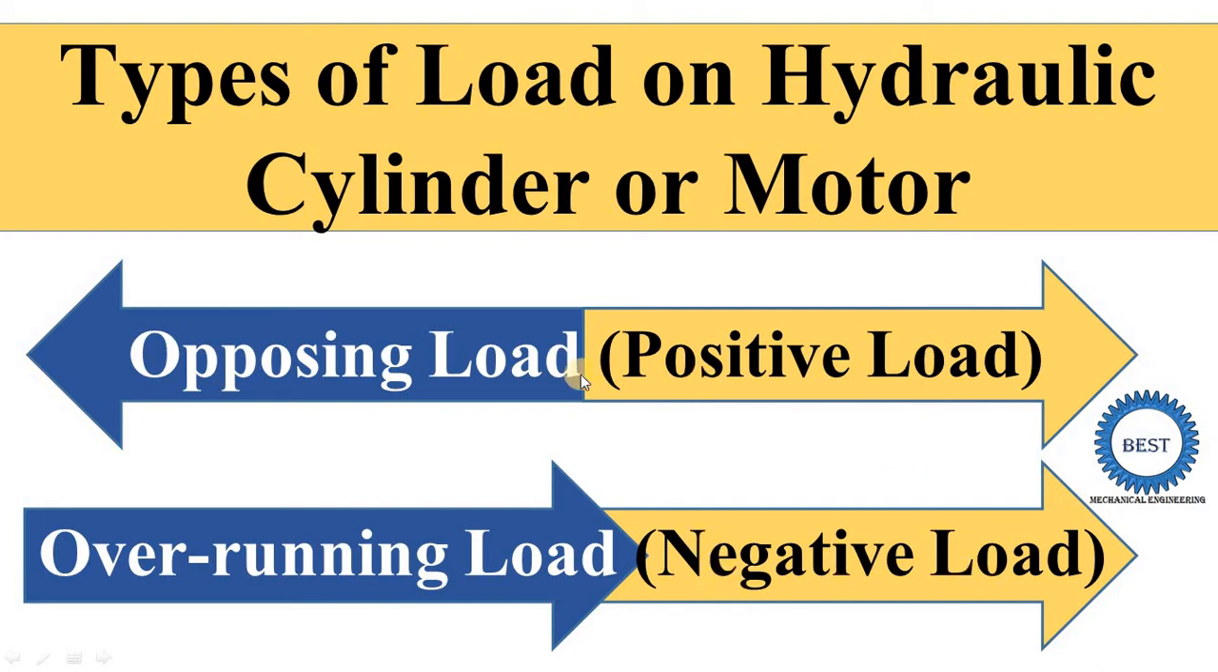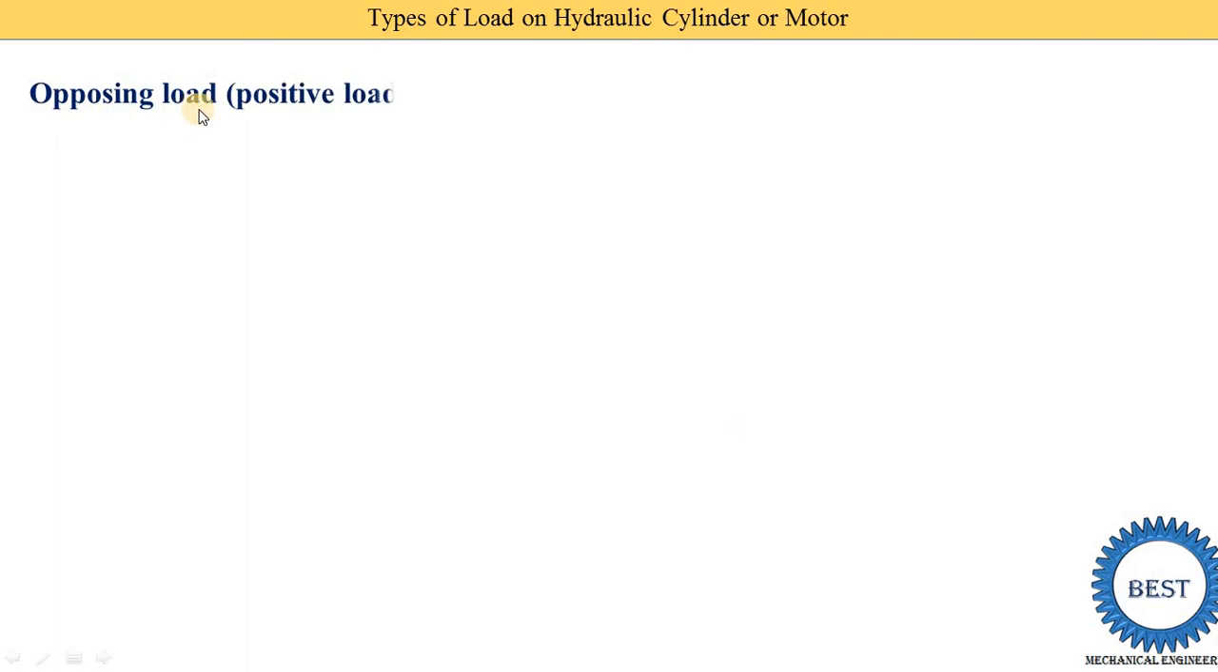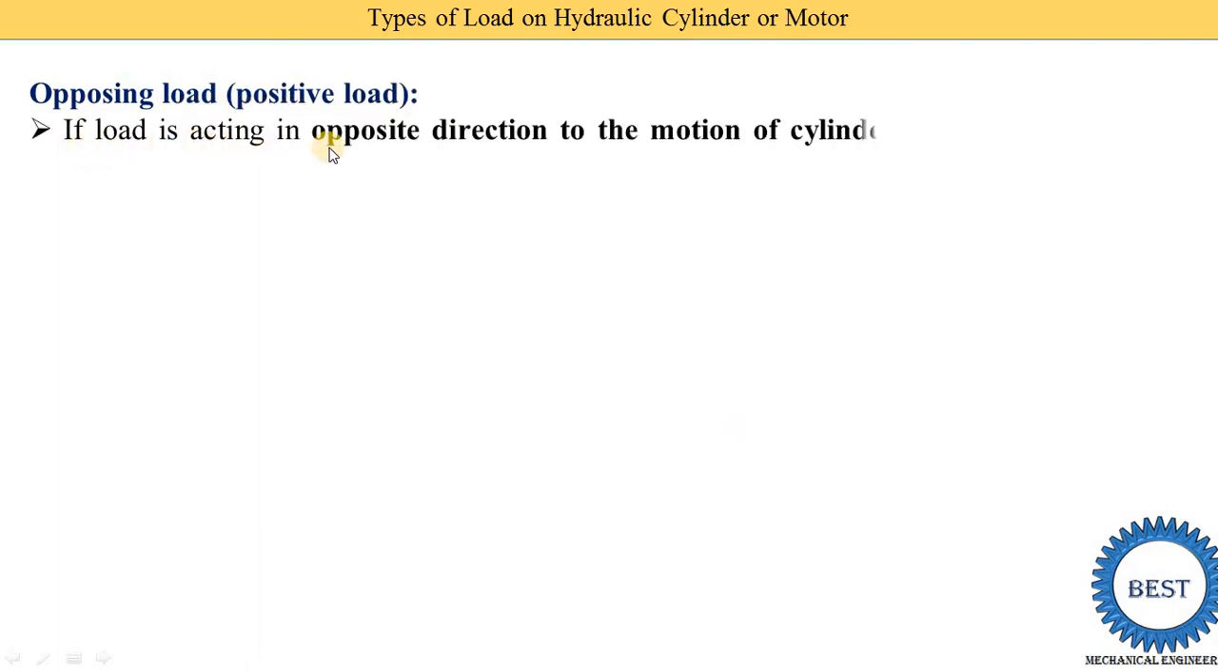From this arrow you can understand what the opposing load is and what the overrunning load is. First we understand the definition of both loads, and then we study various examples of the opposing loads and the running away loads. Opposing load is called the positive load. If the load is acting in the direction opposite to the motion of the cylinder or motor, and a cylinder and motor are one type of actuator, meaning opposite to the motion of the actuator, then the load is said to be an opposing load.